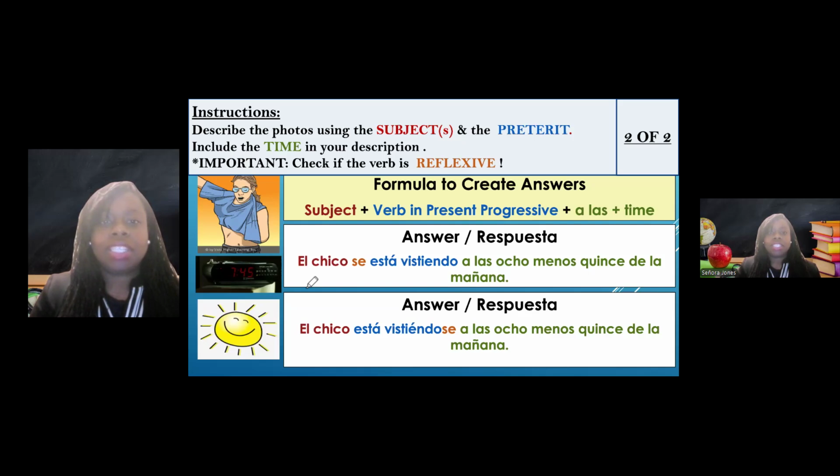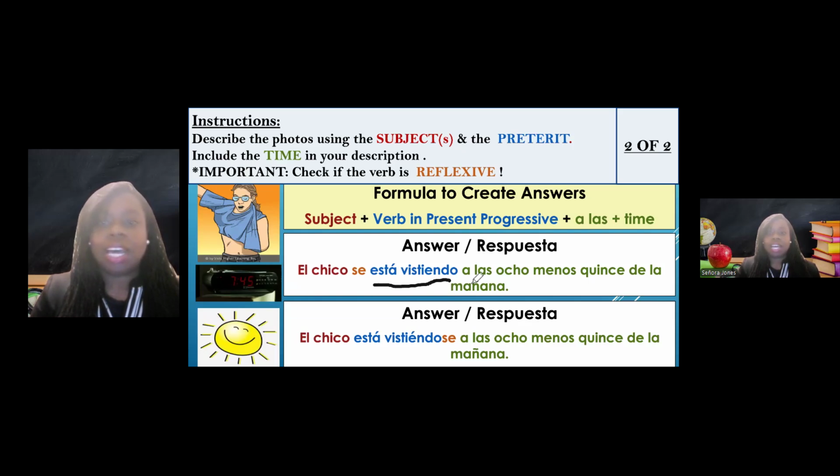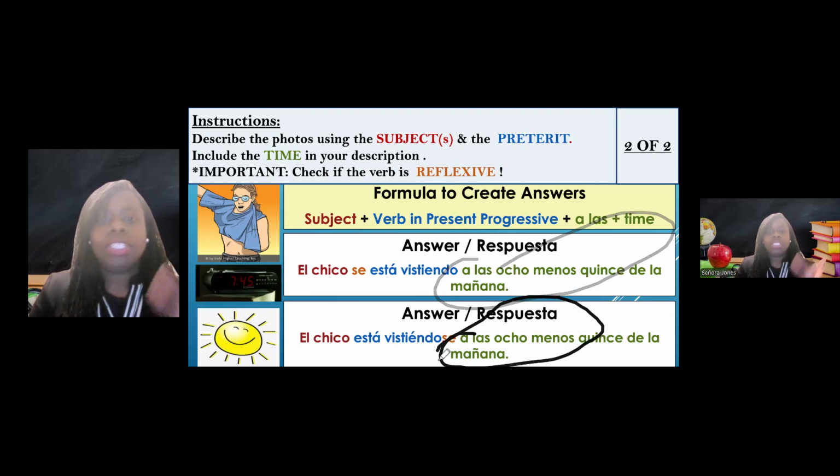Here we have el chico se está vistiendo a las 8:15 de la mañana, or el chico está vistiéndose a las 8:15 de la mañana. They both mean the boy is getting dressed at 7:45 in the morning. Subject, verb, time in the green, and we check about our reflexive pronoun, which is here in front of the conjugated verb or attached on the end of that present participle.